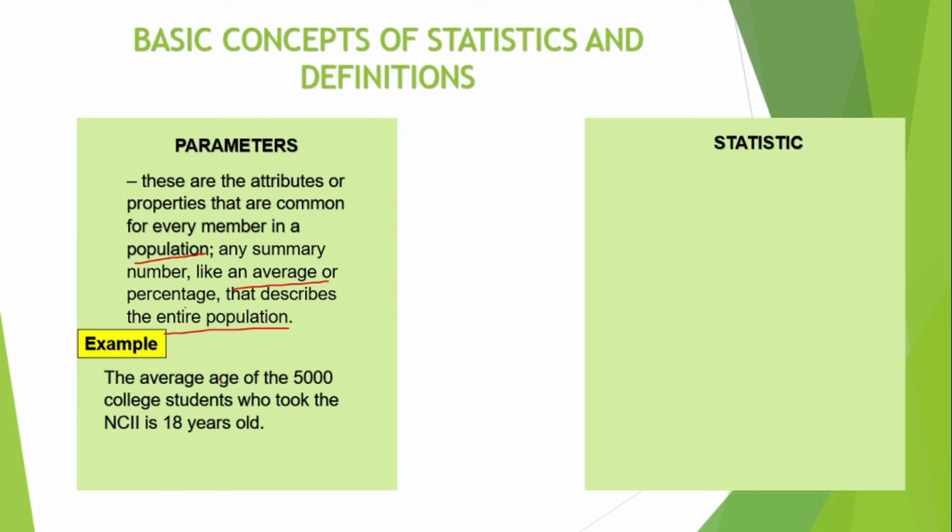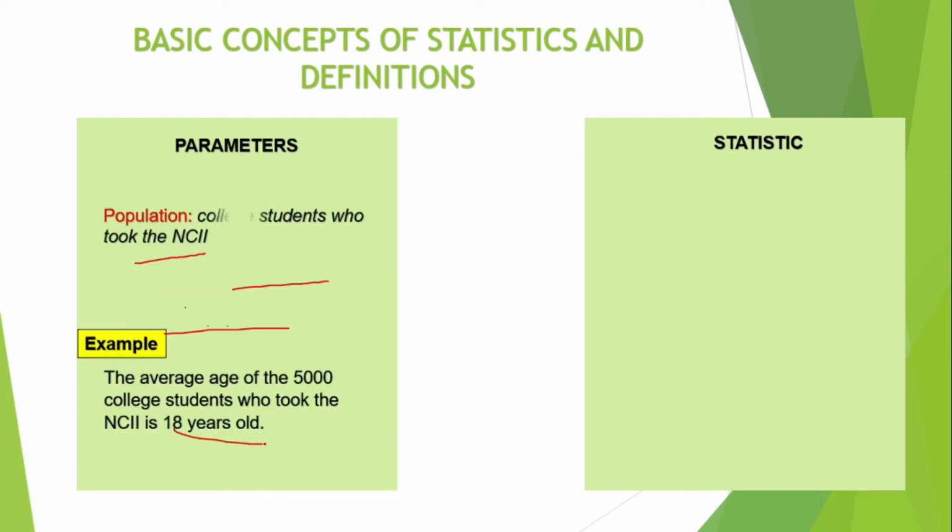Example, the average age of 5,000 college students who took the NC2 is 18 years old. So our population is the college students who took the NC2. And our parameter here, N, which represents the population, is equal to 5,000. And the average age is 18 years old. So yun yung magiging parameters natin. From the 5,000 college students, lahat yun, kabuuan yun, the average age is 18 years old. Okay, so yun yung ibig sabihin ng parameters.